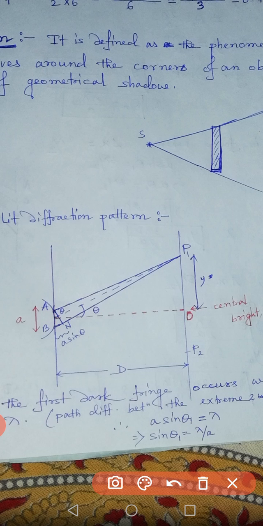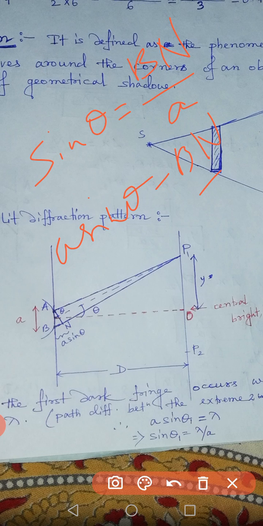Now AB is nothing but the slit width. Slit width is given by a. So can we say here sin theta in this case is perpendicular by hypotenuse. Perpendicular is BN, hypotenuse is a, so we can write sin theta is equal to BN by a. So a comes this side, a sin theta is equal to BN. That's what I have written here: BN means a sin theta.